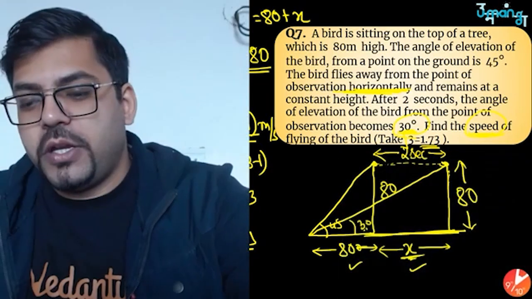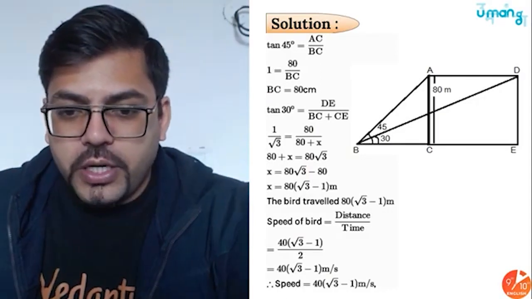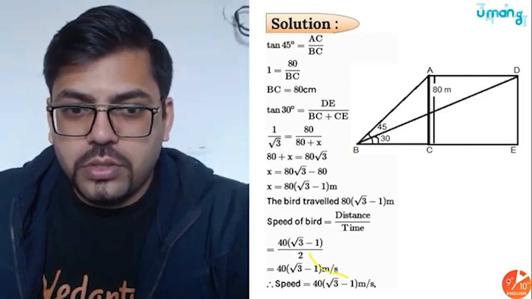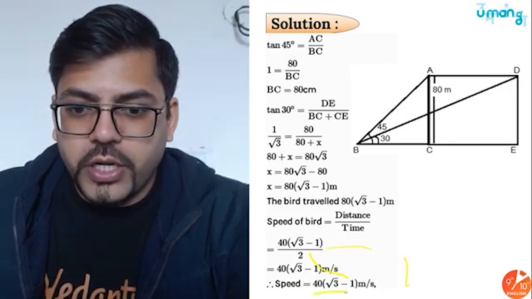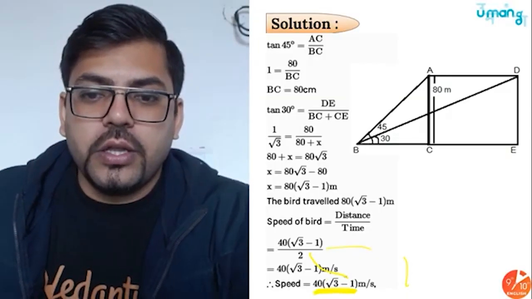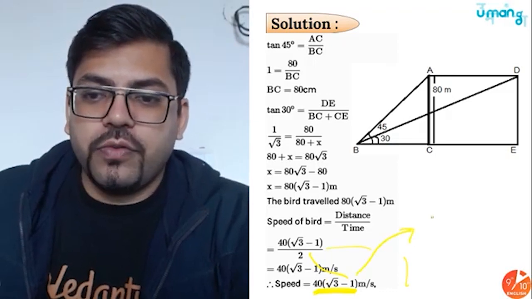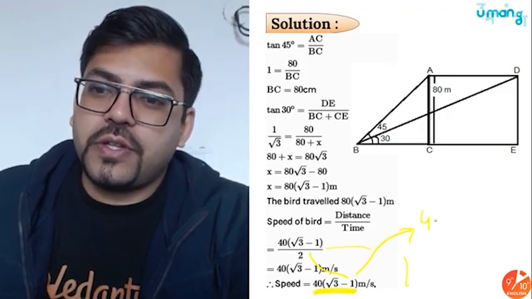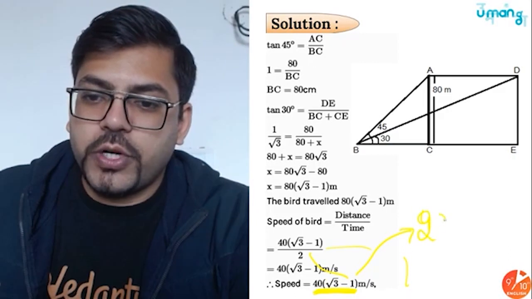Okay, let me show you the solution. 40 into root 3 minus 1. This is the final solution. They have not found the final value, but the final value will be 40 into root 3 minus 1. So you'll put the decimal and that will be 29.2.